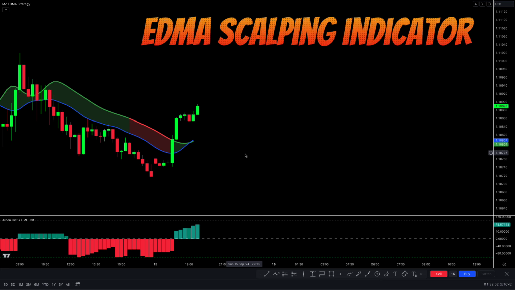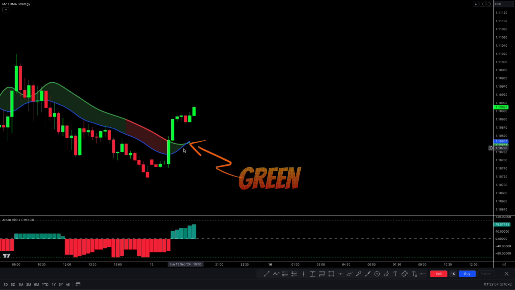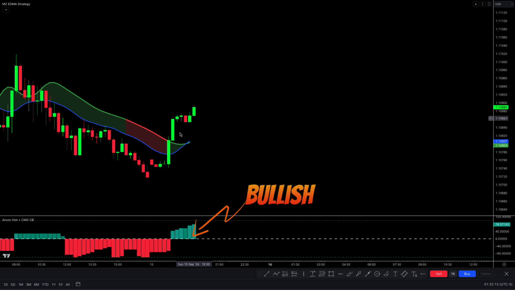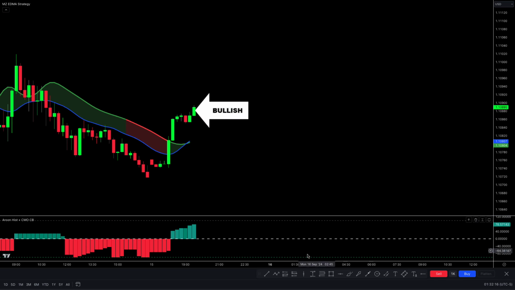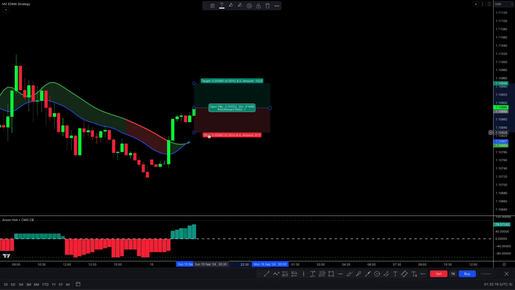First look at the two EDMA scalping indicator lines crossing each other, and the color of the EDMA line turns green. Now if we look at the second indicator, the MACD plot bullish column is above the zero level. And now for the final confirmation, there should be a bullish candle. If this condition is fulfilled, then we will place a buy order.